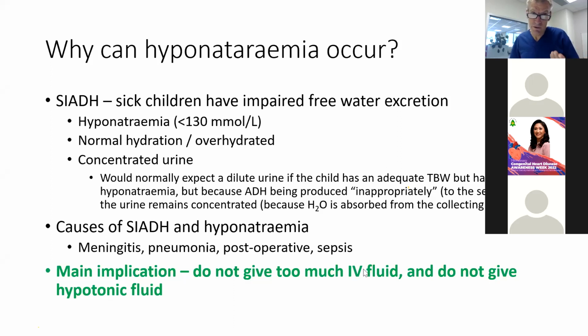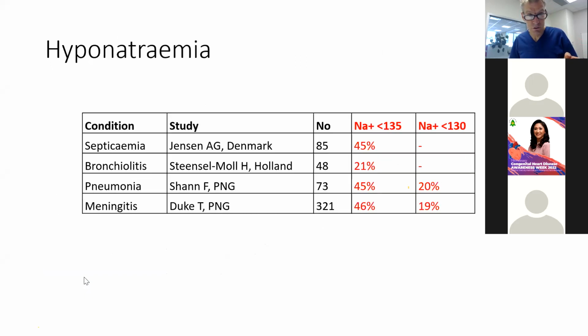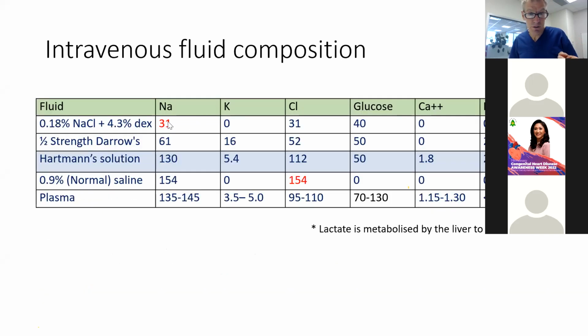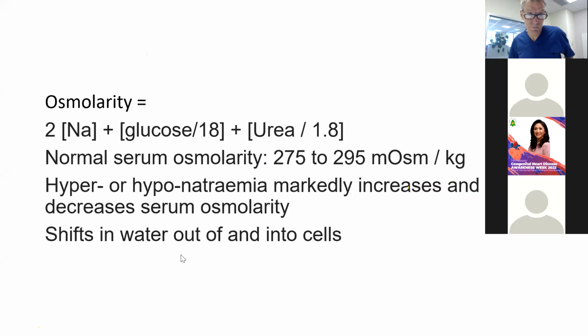Don't give too much IV fluids, and don't give hypotonic fluids. So don't give 0.18% sodium chloride, that solution that I mentioned before that only had 30 millimoles of sodium. If you give that to children that are very sick with meningitis or pneumonia, then they're much more likely to get cerebral edema. Whereas if you give a smaller amount of Hartmann's solution, that's the safest way to do it. Okay.